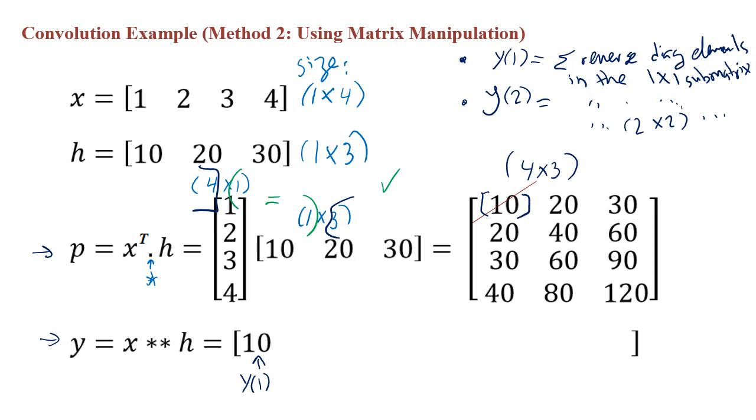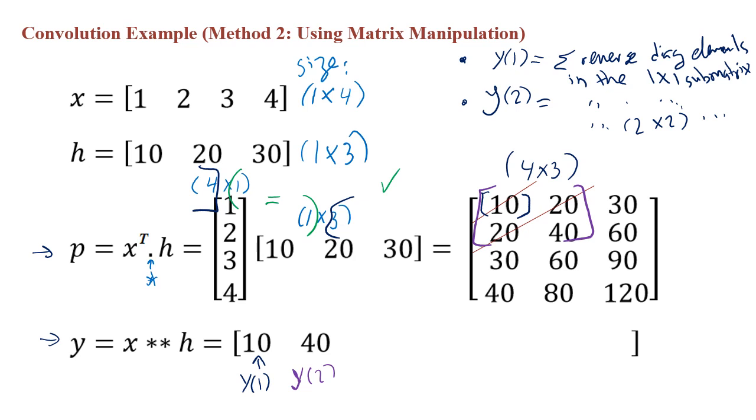Next, we're going to look at the 2 by 2 submatrix of P, and then look at the reverse diagonal elements, which are 20 and 20. You need to add these two numbers together, which will result in 40. So that will be y at 2. So y at 2 is the result of the summation of the reverse diagonal elements in the 2 by 2 submatrix of P.